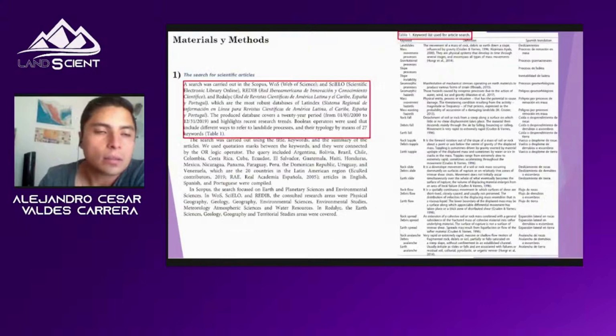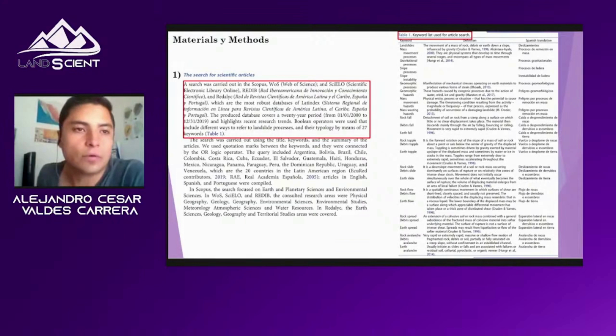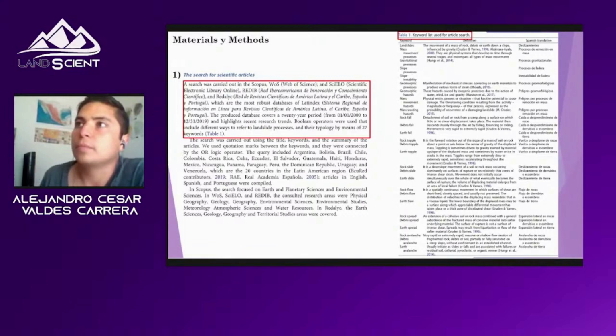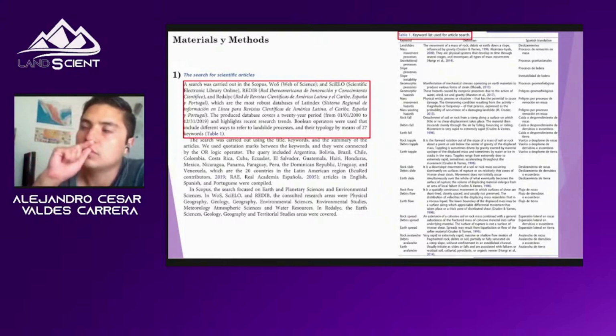About the materials and methods that we followed, the methodology consists of three stages. The first was the search for scientific articles. We considered Scopus, Web of Science, SciELO, Redalyc, and Latindex as our databases. And the period of time that we analyzed comes from up to 2019. We considered all the countries in the Latin American region.